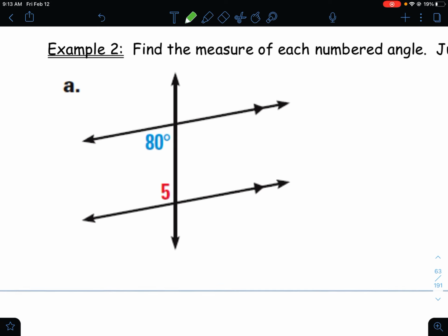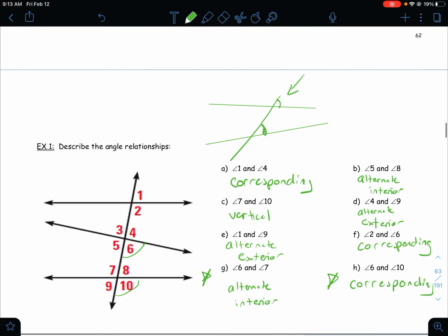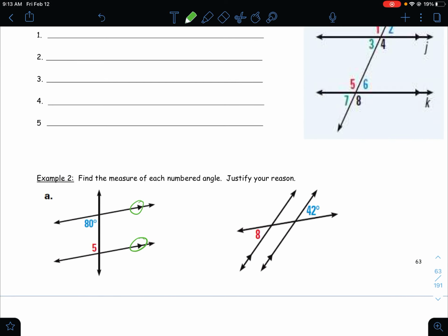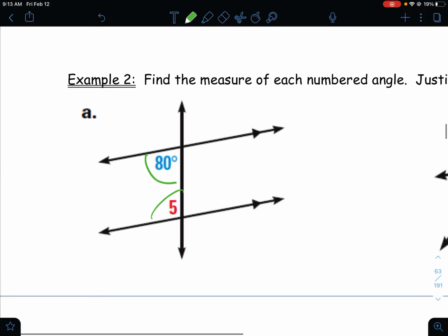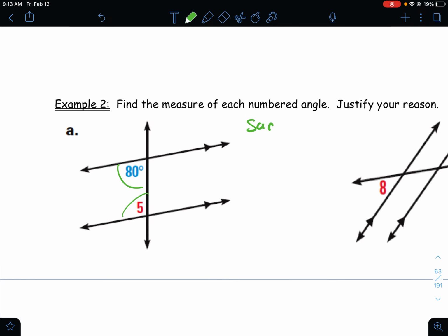So one thing I want to point out now, we've got parallel lines, so we can use those congruencies. Back here, these were not parallel, so they were still corresponding, vertical, what have you, but we couldn't say, oh, they're going to add up to 180, they're going to be congruent because the lines were not parallel. But now we look and we're like, okay, these lines are parallel, so I can use those theorems here. And I've got this going on. This is a same side interior.